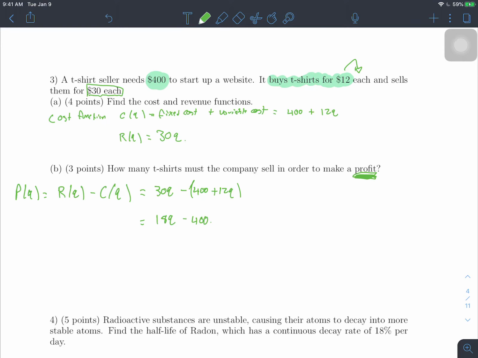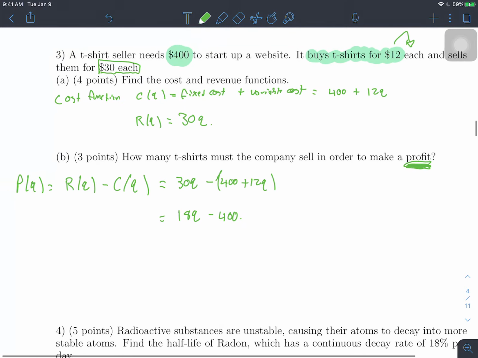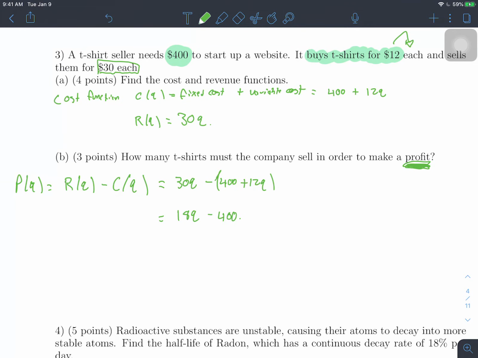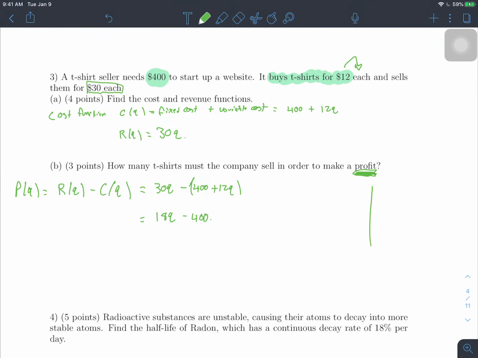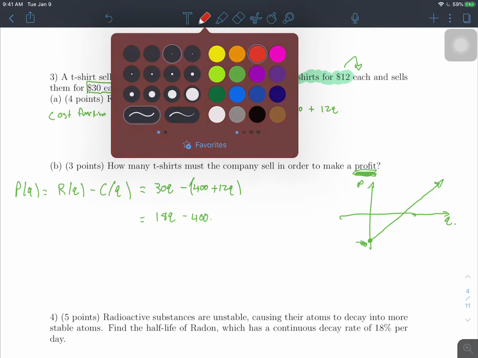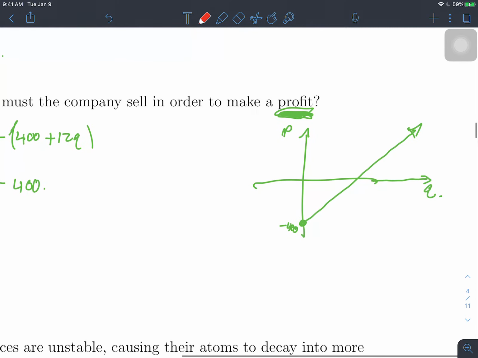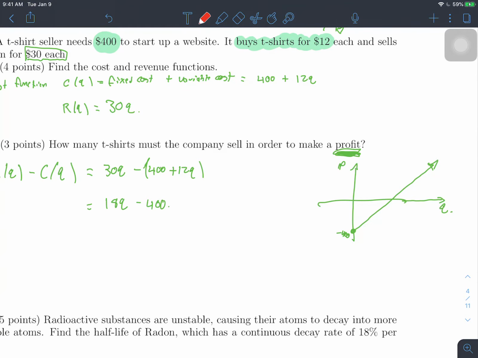as our profit function. Now, what does this look like? You know, P of Q is 18Q minus 400. That looks like a linear function to me. In fact, it looks like a linear function which starts down at negative 400, and it rises with a slope of 18, and goes up like this, and that's our profit function. And what we want to find is how many t-shirts do we have to sell in order to make a profit? And we can take a look at this graph and decide what condition we're really going to need to meet in order for this to happen.